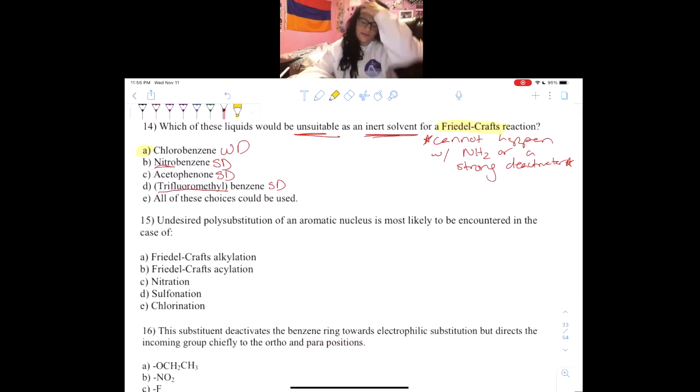For number 15, it's another concept question, and it's asking for polysubstitution, specifically undesired polysubstitution. So we know that this is going to only happen in the case of Friedel-Crafts alkylation.